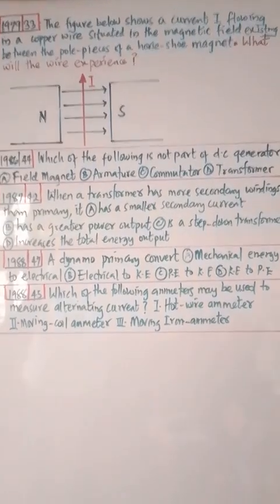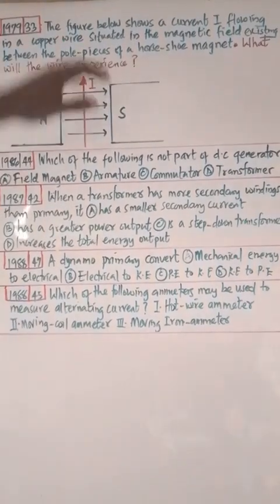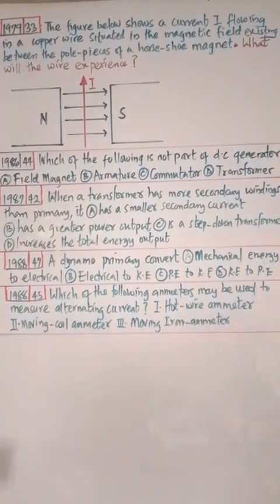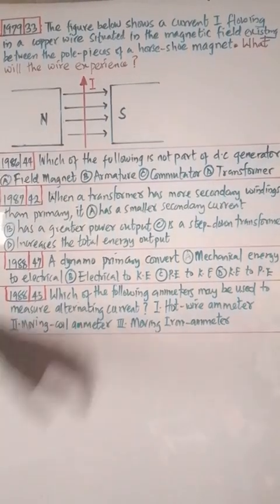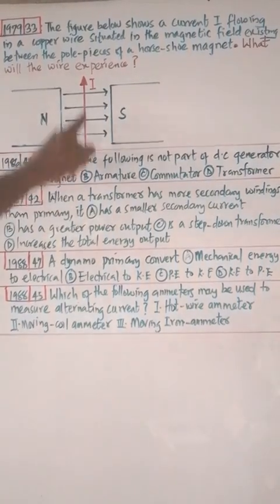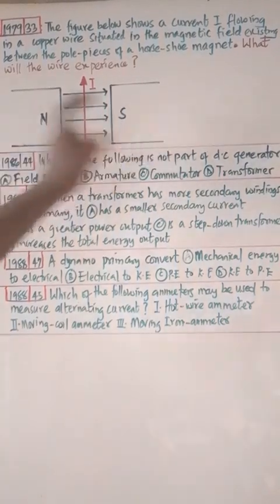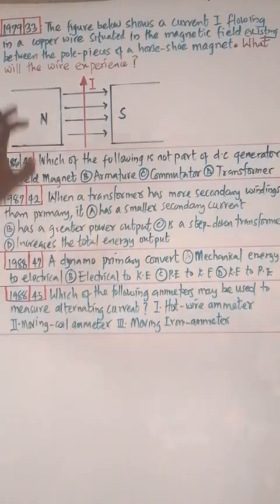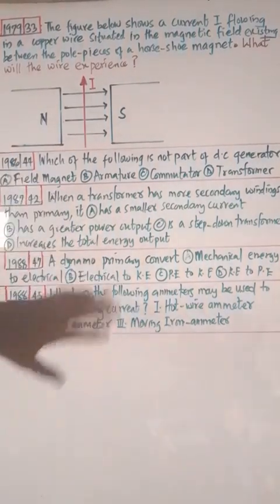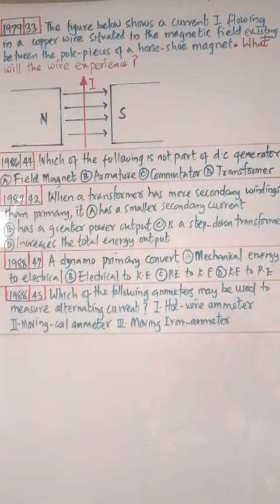Okay, next question. The figure below shows a current I flowing in a copper wire. So this is a copper wire. Current is flowing in the copper wire situated in the magnetic field existing between the pole pieces of a horseshoe magnet. What will the wire experience? Although the question doesn't say that directly, we have options, but without that, you can get the answer.